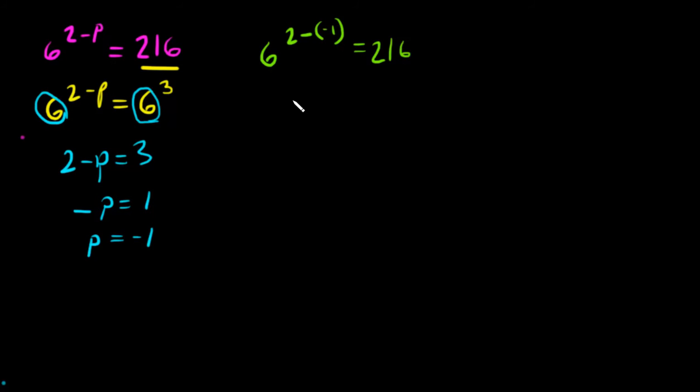So to check this out, I plug the negative 1 back into the place of p. So this would be 6 raised to the 2 minus negative 1, or 3rd power. That should be 216. I found that before using my calculator. So 216 does in fact equal 216. Done.